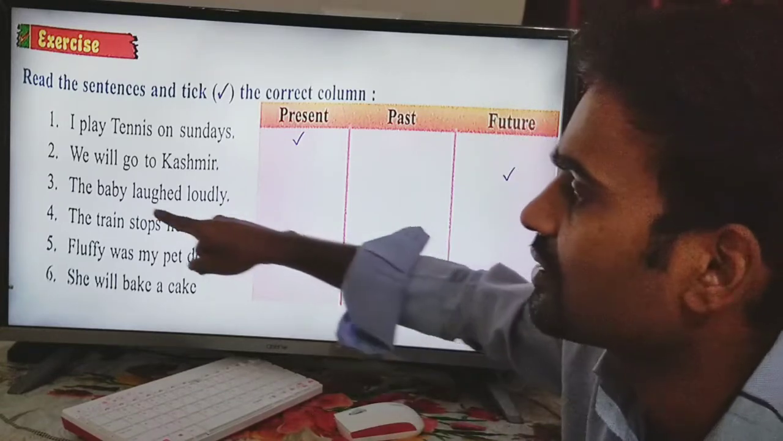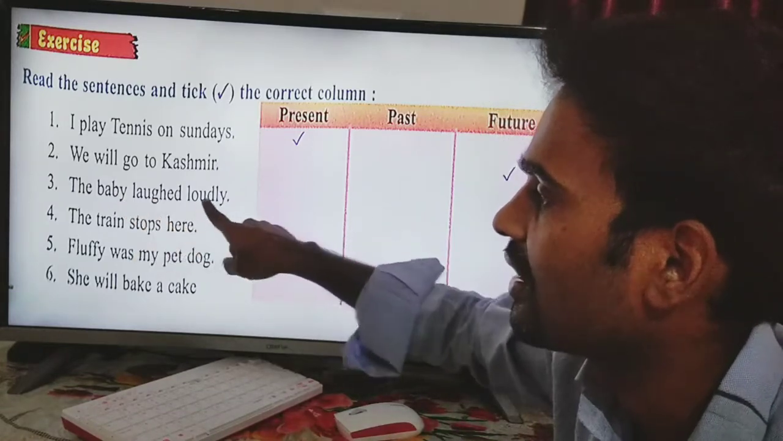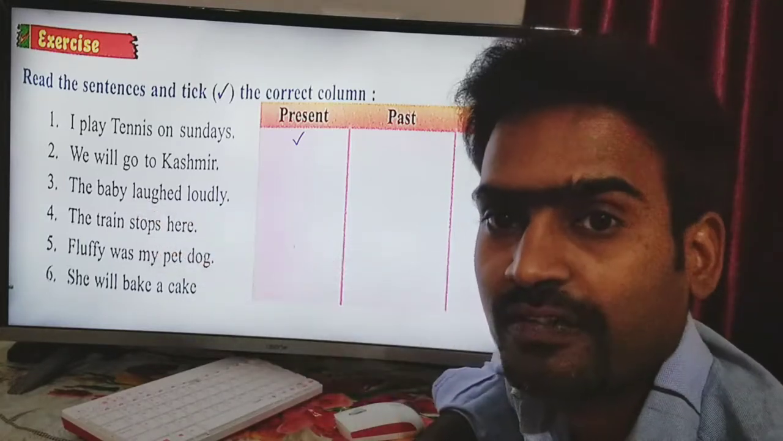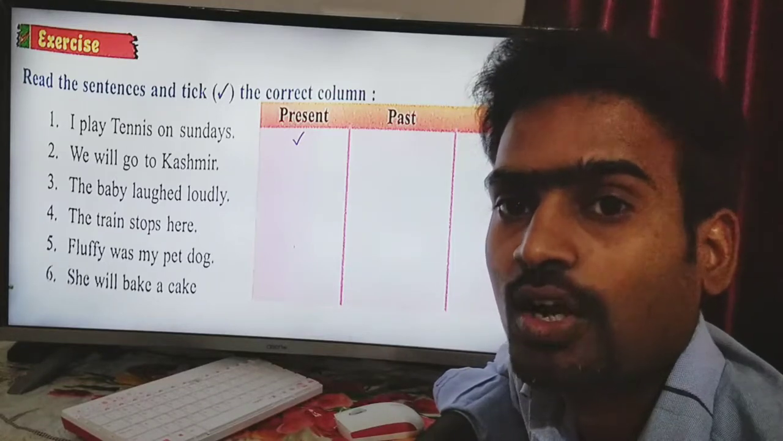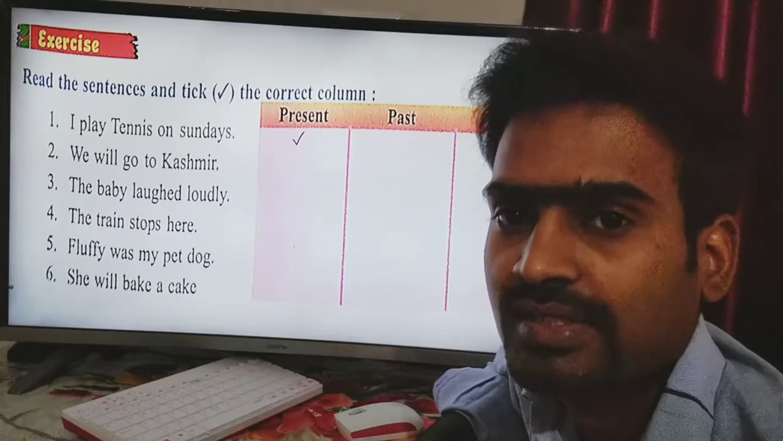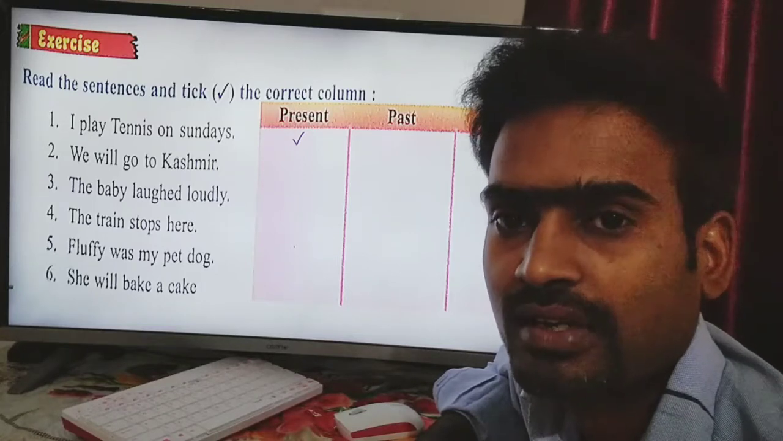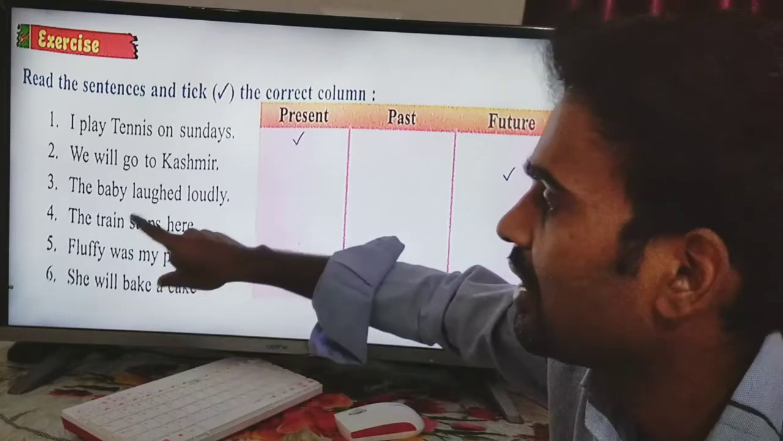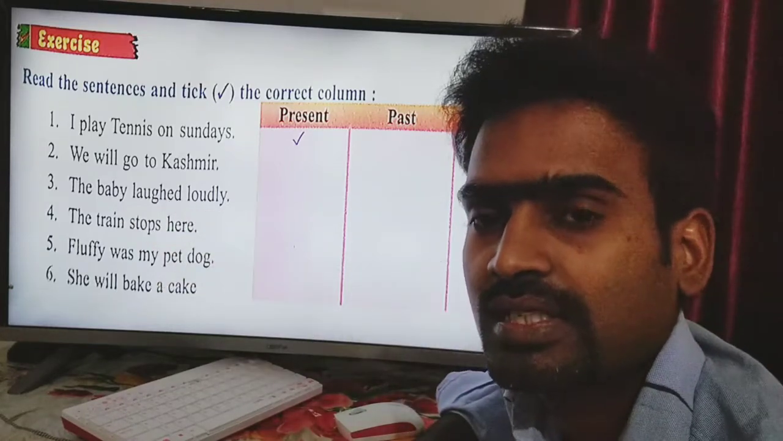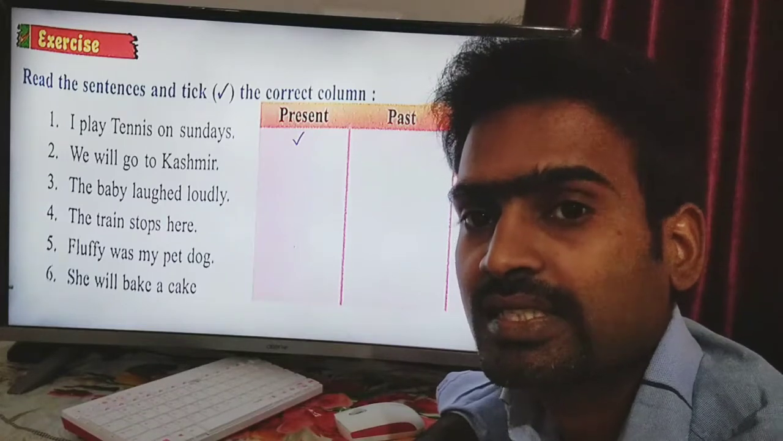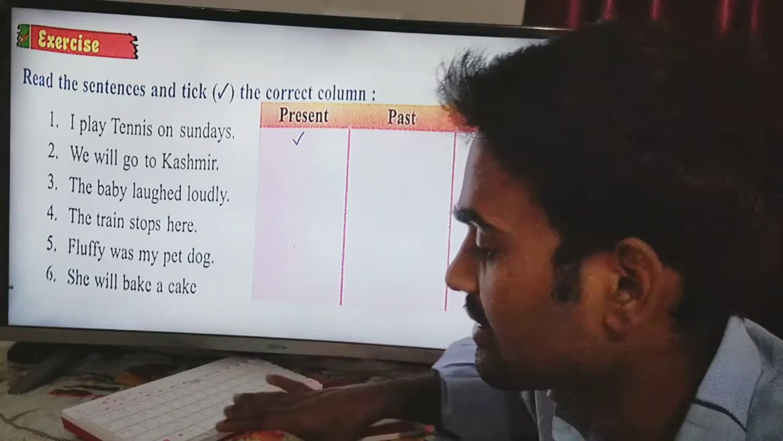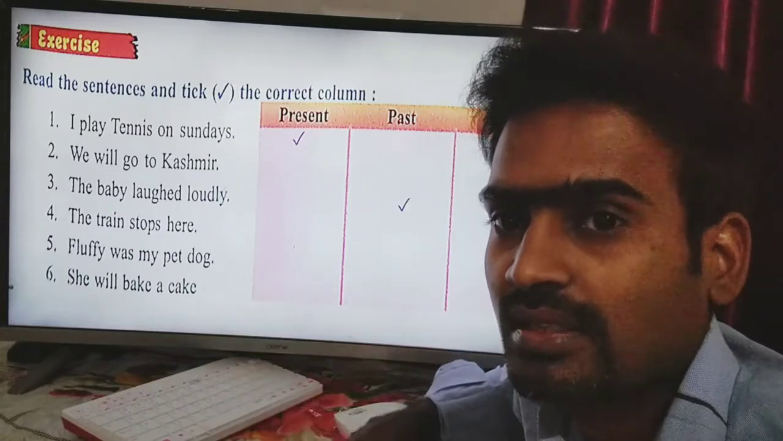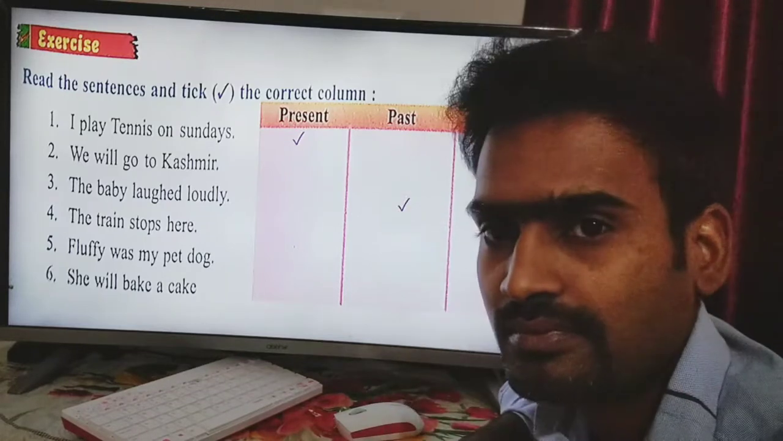And the next one, third one, the baby laughed loudly. Dear children, find out what the verb is here. Laugh, laughed, laughed. Those are the three forms of the verb. So the baby laughed loudly. The verb decides which tense it is. It is the past tense, a completed action. So it is the past tense, right?